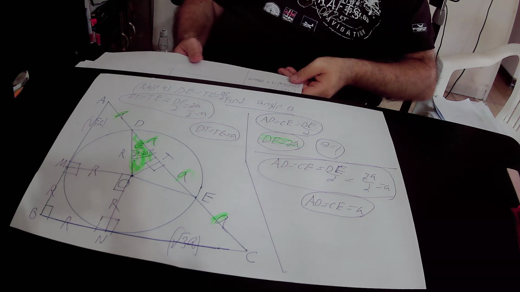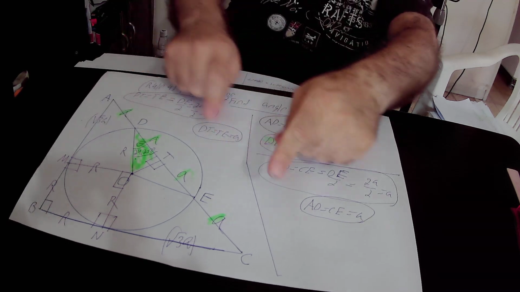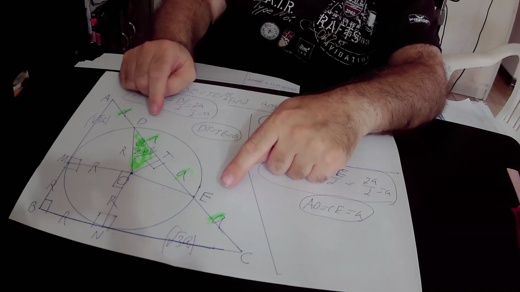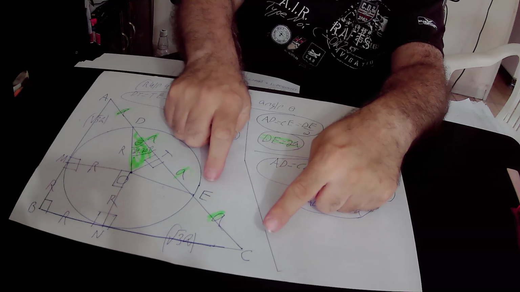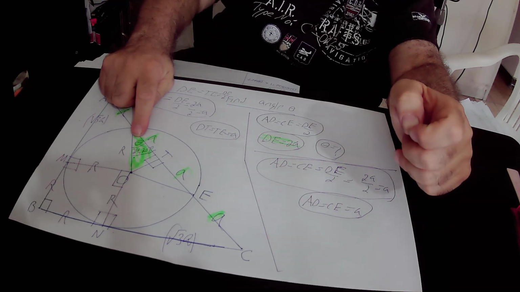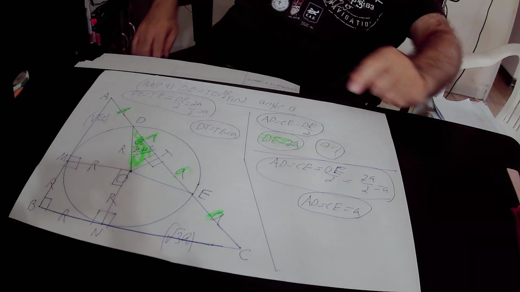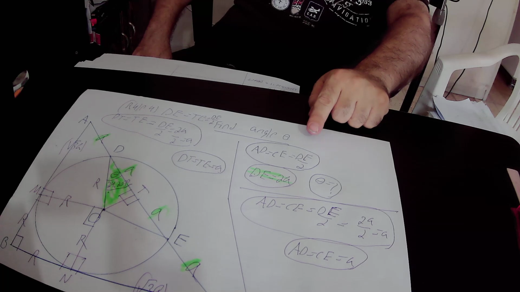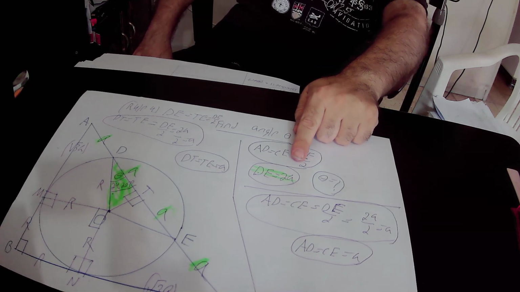According to what is given in the question, line segment AD equals line segment EC, and line segment DE is twice as long as AD, and also twice as long as CE. Our mission is to find the size of this angle theta. It is given that AD equals CE equals DE over 2. So we define DE as 2a, DE equals 2a according to our definition.